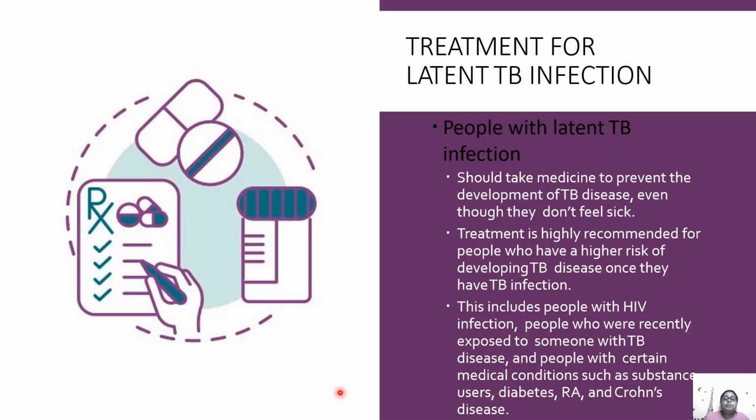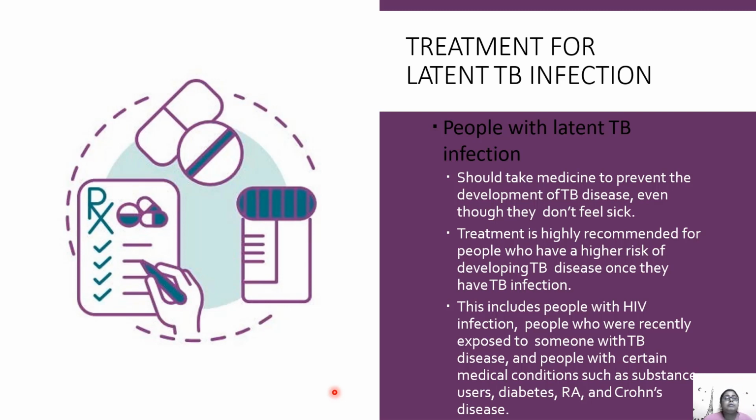So what is the treatment for latent TB infection? People with latent TB infection should take medicine to prevent the development of TB disease even though they don't feel sick. Treatment is highly recommended for people who have a higher risk of developing TB disease once they have the TB infection. This includes people with HIV infection, people who were recently exposed to someone with TB disease, and people with certain medical conditions such as substance use, diabetes, rheumatoid arthritis, all of these.